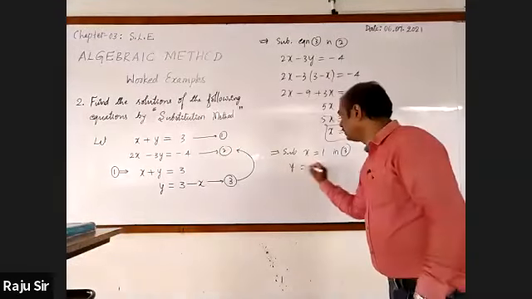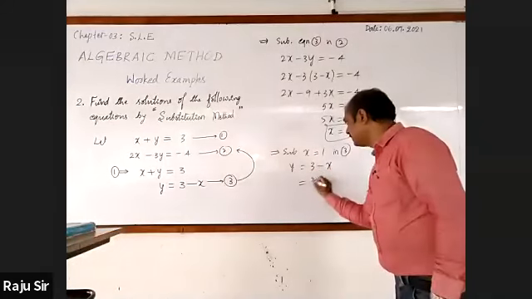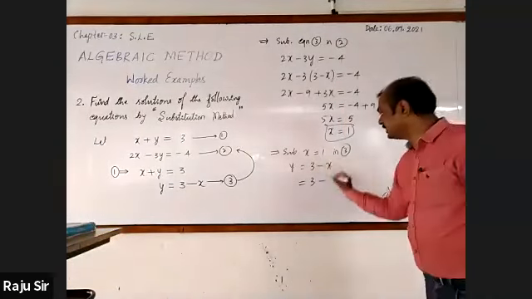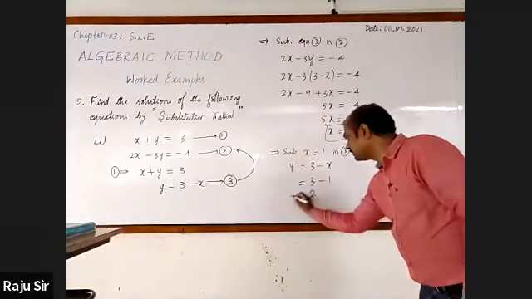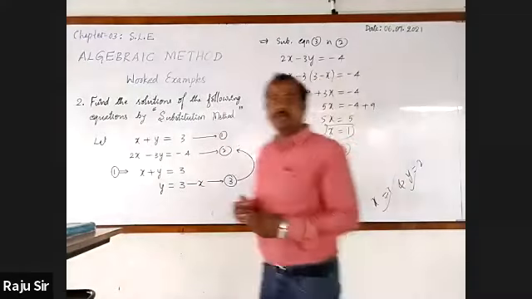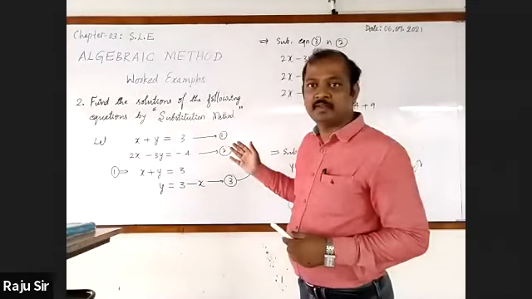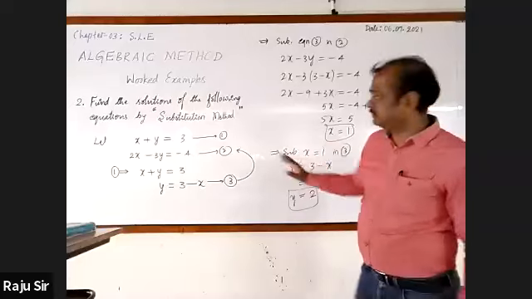So y is equal to 3 minus x. So 3 minus where x is 1. 3 minus 1 is 2. Y equal to, we got y is 2. Is it not simple?